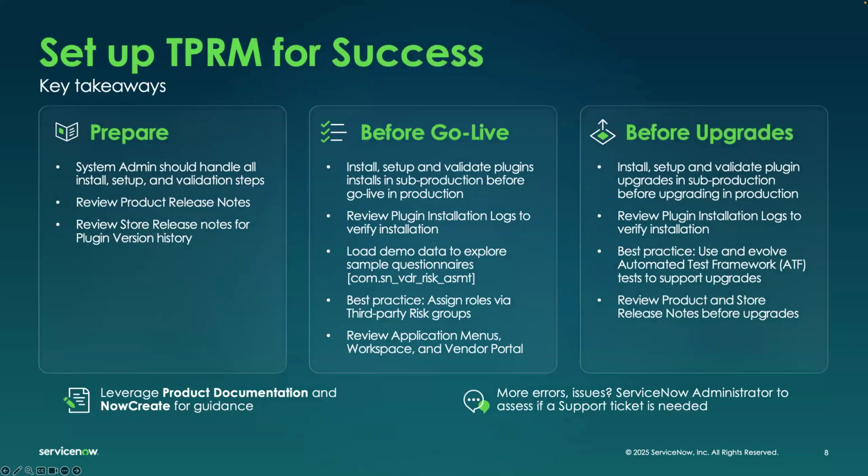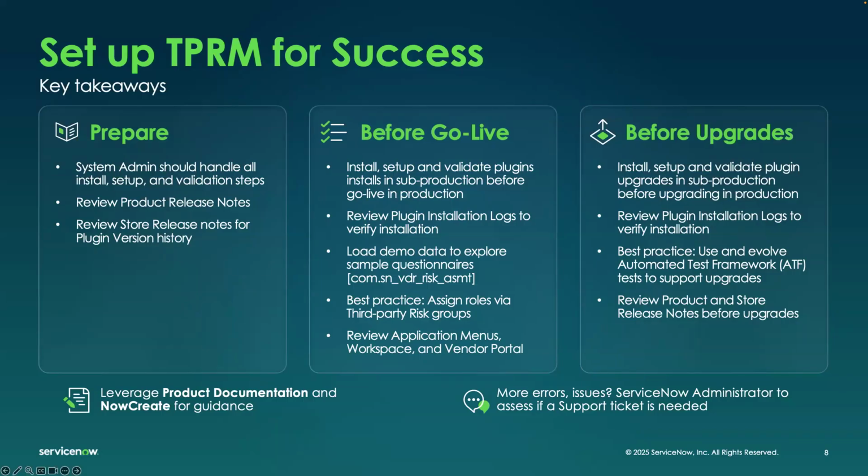Let us review key takeaways to ensure your TPRM installation is set up for success. As part of Prepare, system administrators should handle all install, setup, and validation steps, review product release notes, and review store release notes for plugin version history. Before go live, install, setup, and validate plugins in a sub-prod instance before go live in production. Review plugin installation logs to verify installation. Load demo data to explore sample questionnaires. As a best practice, assign roles via third-party risk groups. Review application menus, workspace, and vendor portal.